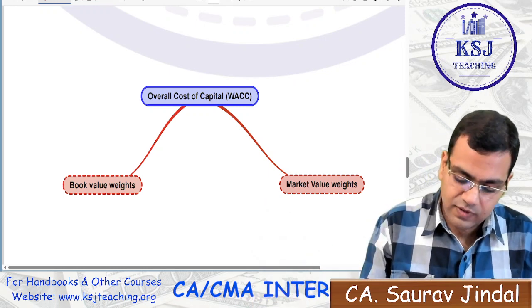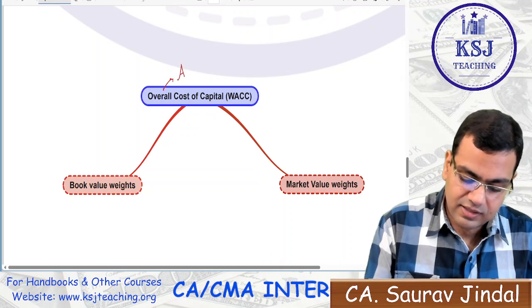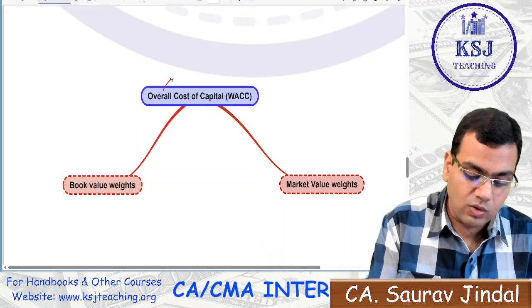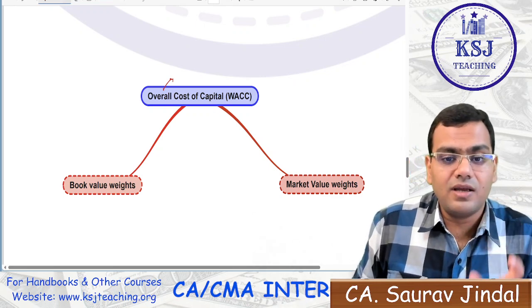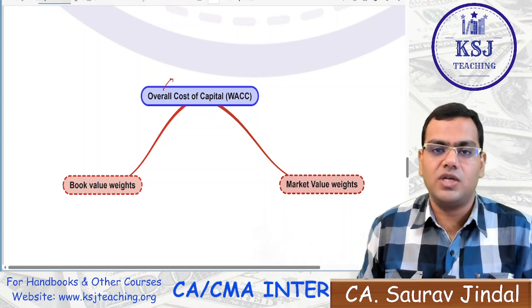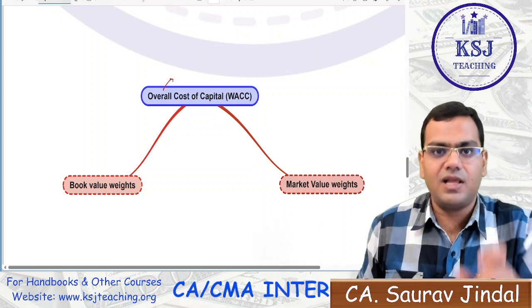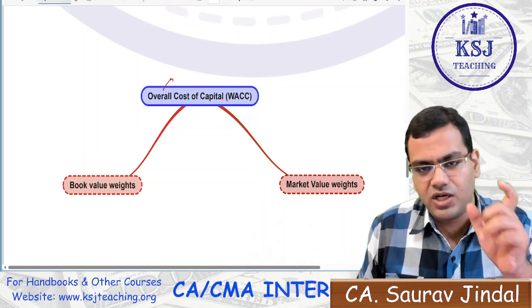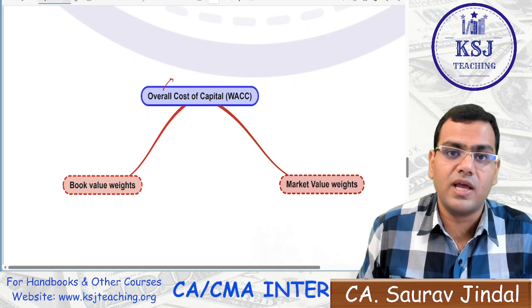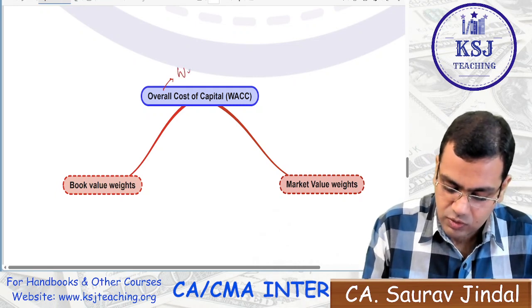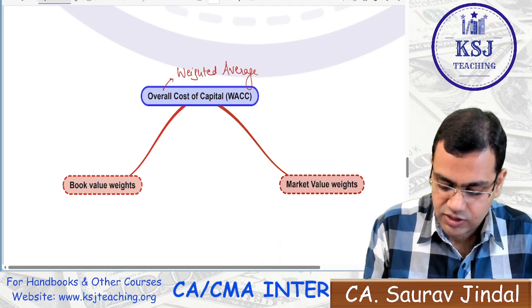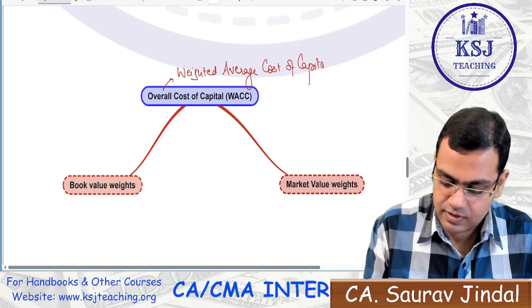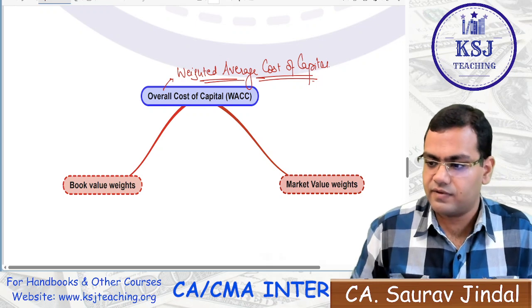What you have to do is overall cost of capital, or what we call WACC. What is WACC, sir? You have to calculate the weighted average cost of capital, right? According to the amount of debt funds invested, the amount of preference share capital invested, the amount of equity share capital invested, you have to calculate the cost of capital, right? So this is also known as weighted average cost of capital.